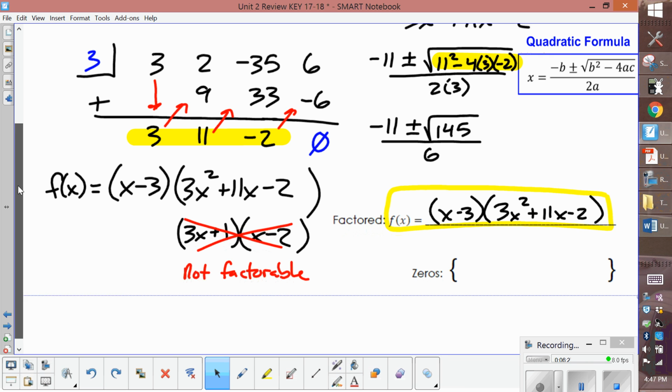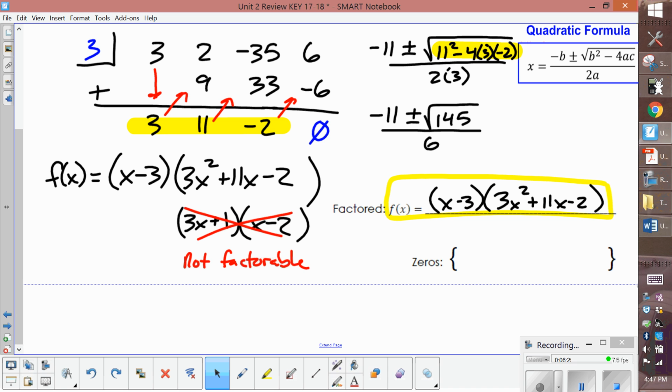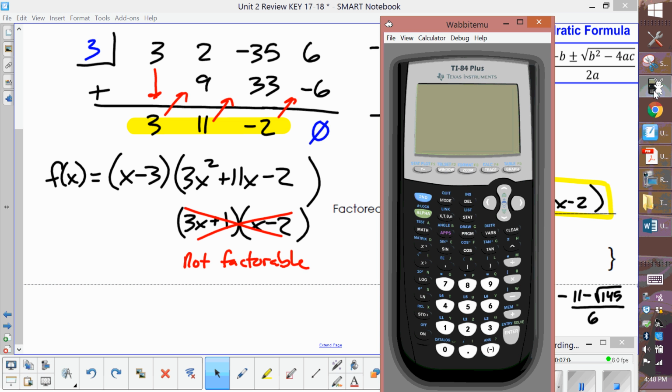And if I wanted an exact answer, I would get something that looks like this. So my zeros would be, I know 3 works, comma, and then I know negative 11 plus the square root of 145 divided by 6 is going to give me a 0. And I know a negative 11 minus the square root of 145 divided by 6 is going to give me a 0. And if I want more exact answers, I would type these into the calculator and see what I get for decimals. And I'll do that real quick.